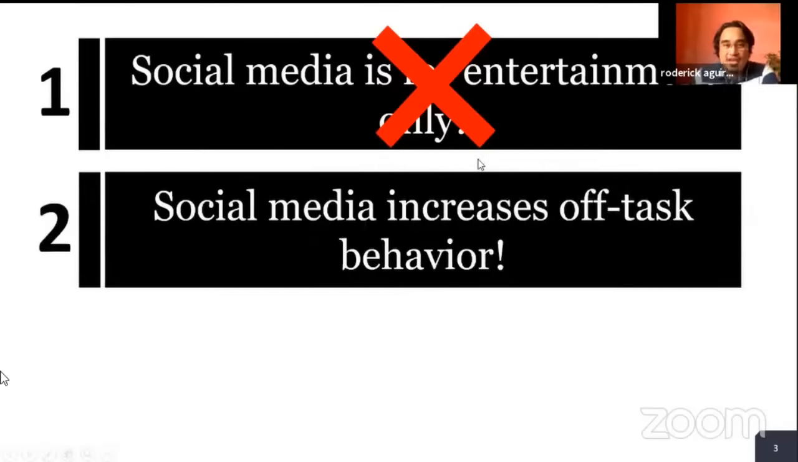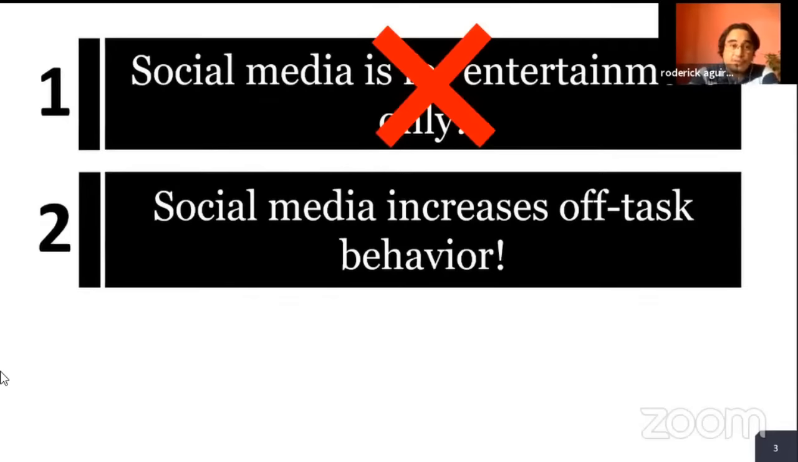Statement number two says social media increases off-task behavior, meaning that it distracts individuals from the actual work. It distracts students from doing what is necessary and what should be prioritized, and it distracts students from actual learning of the subject areas and the lessons.